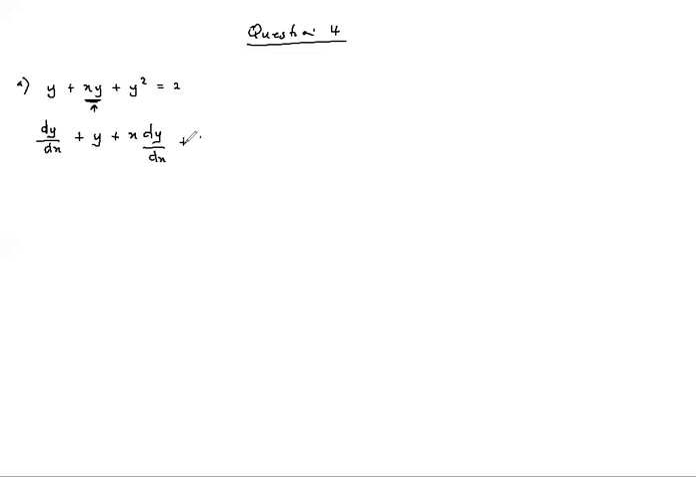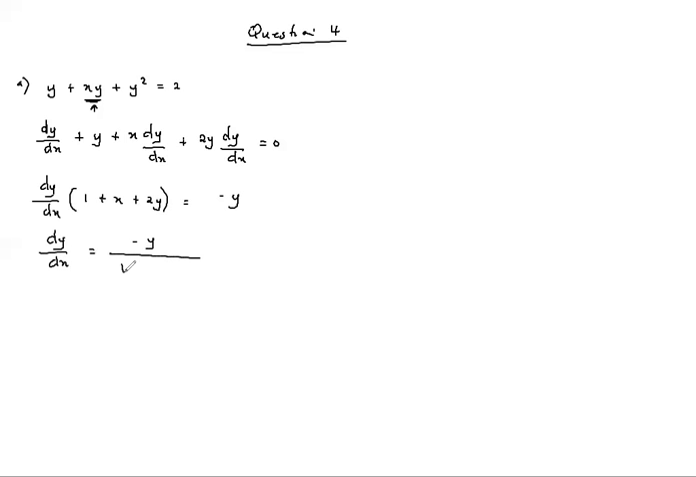And then differentiate y squared, it will be 2y, but because it is y, you multiply by dy/dx, is equal to 0. So that you factor out dy/dx, and then you get 1 plus x plus 2y is equal to negative y, when this y has been taken the other side. So you're looking for dy/dx. So it will be negative y over 1 plus x plus 2y, like that.